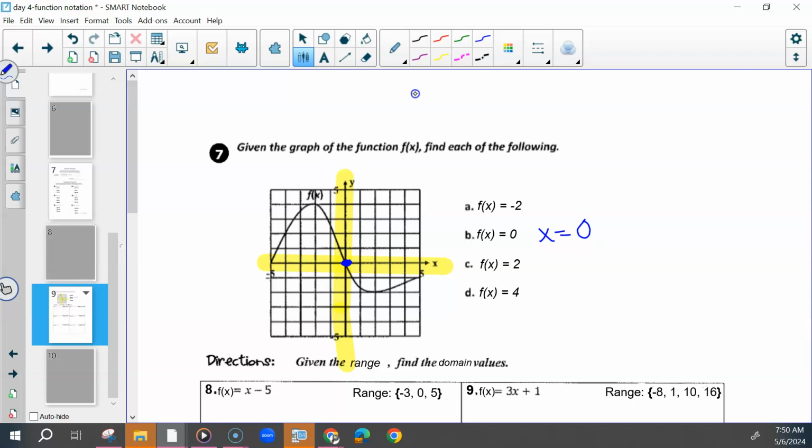You could also write it like this. Because it's saying when x is 0, y is 0. So either or. Any others in number 7 you want to see us go over?